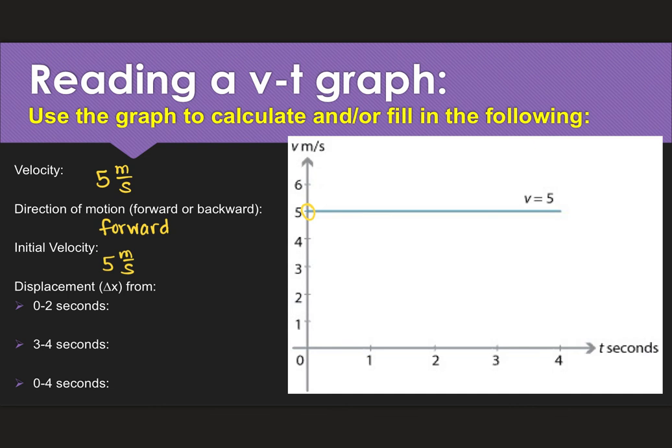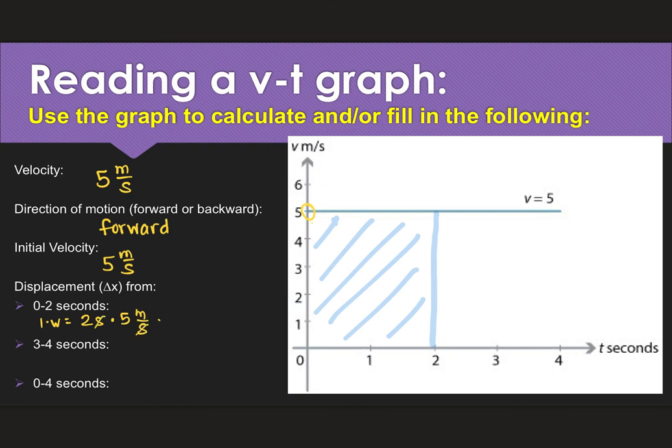All right, so from 0 to 2 seconds, I didn't draw that very well, but I'm going to take the area right here, okay? From 0 to 2 seconds, I'm going to take length times width, which is equal to 2 seconds times the 5 meters per second. The seconds divides out, and I get 10 meters. It is positive because that whole area is up above, and both my numbers there are positive numbers.